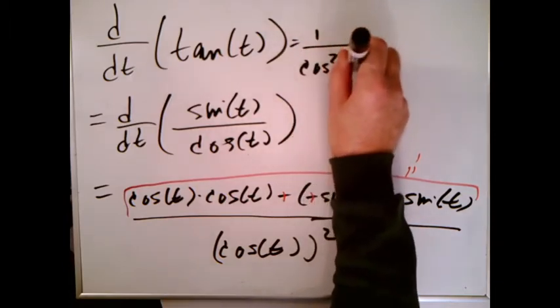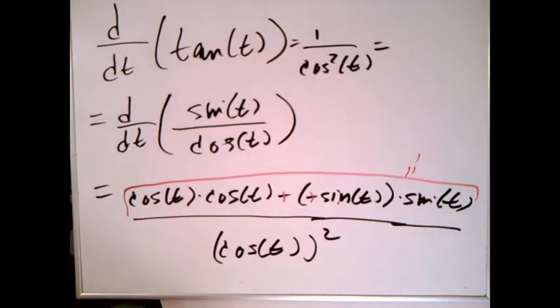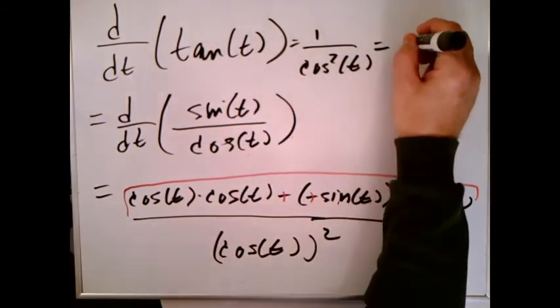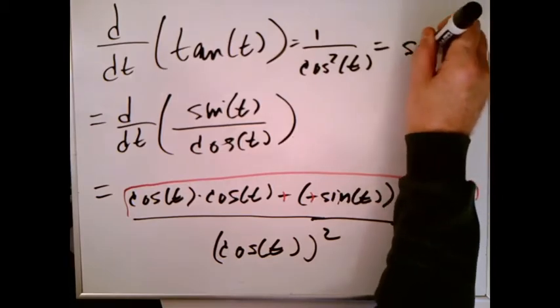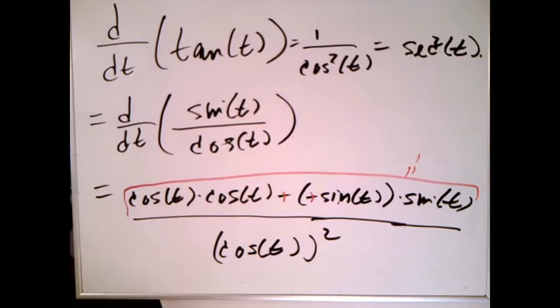The other half of the people in the country want you to remember that 1 over cosine is secant, so that this is secant squared. And that is how you take the derivative of tangent. You had to know the derivative of sine, the derivative of cosine, how to take the derivative of a fraction, and you had to remember that cosine squared plus sine squared equals 1. So that's the derivative of tangent.